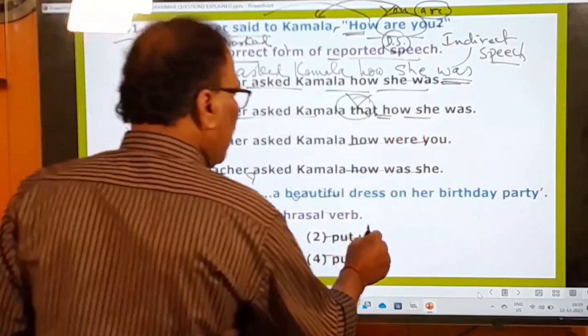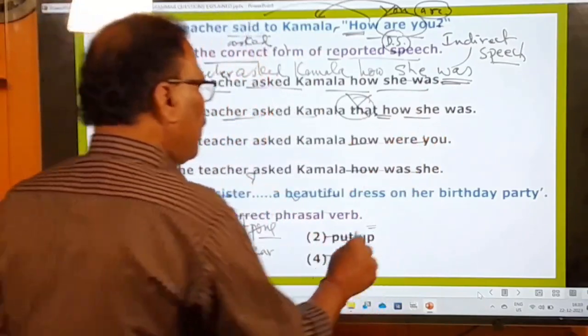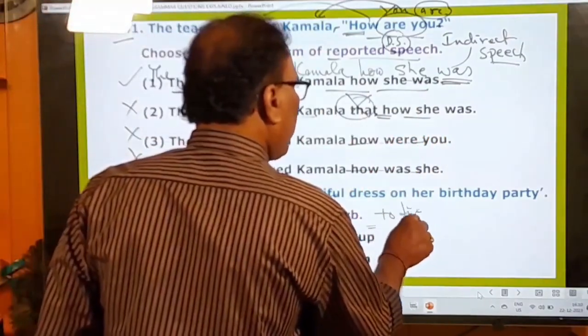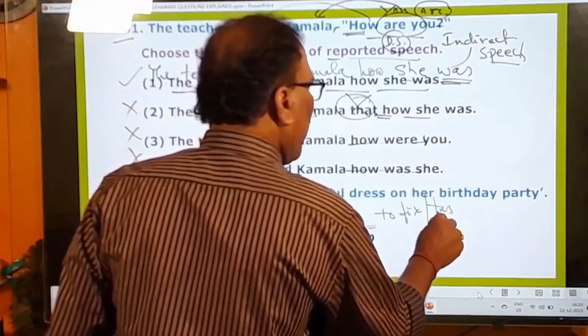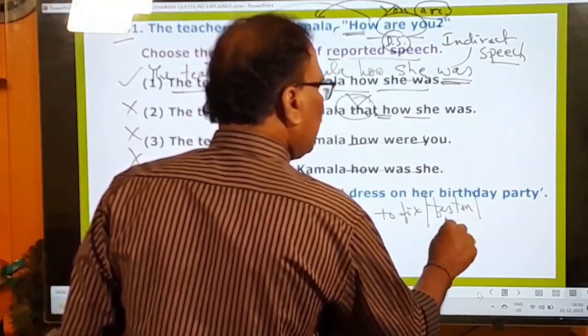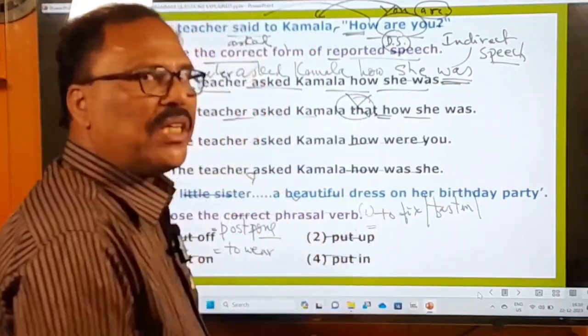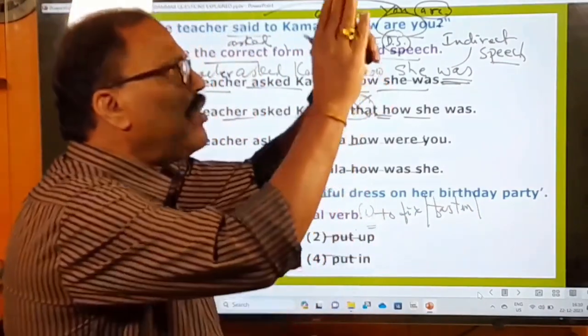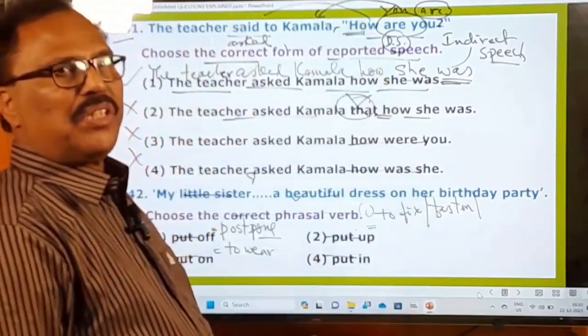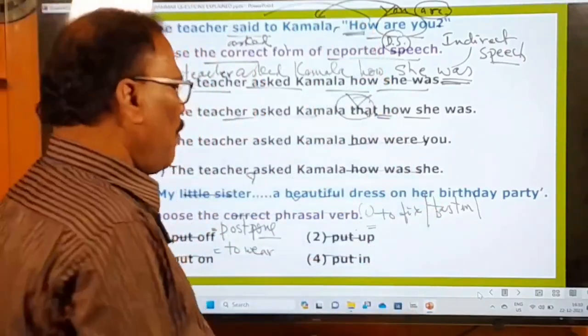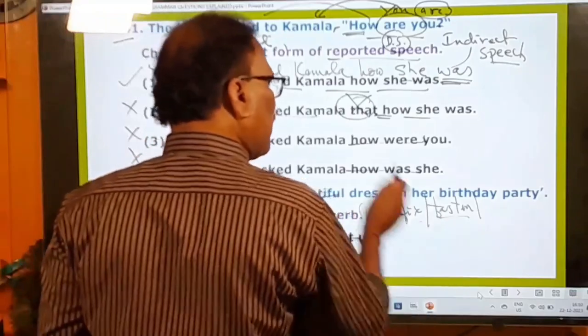Put up means what? It has got several meanings. Put up means to fix, or to fasten. So that is one meaning, to fix. How? A notice has been put up on the notice board. Put up means to fix or to fasten. That is the one meaning.